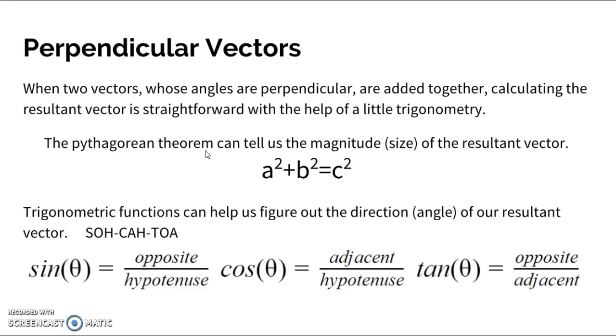And our trig functions are going to help us figure out the direction. In this case, it's going to be the angle of our resultant vector. If you don't remember trig functions, you can remember them by this phrase, SOHCAHTOA, where SO stands for sine is opposite over hypotenuse, CA being cosine is adjacent divided by hypotenuse, and tangent is opposite over adjacent. If you don't remember those trig functions in particular, I have them listed here down below. And if you have trouble, please see me during lunch, and we can make sure that we understand the trig functions well.